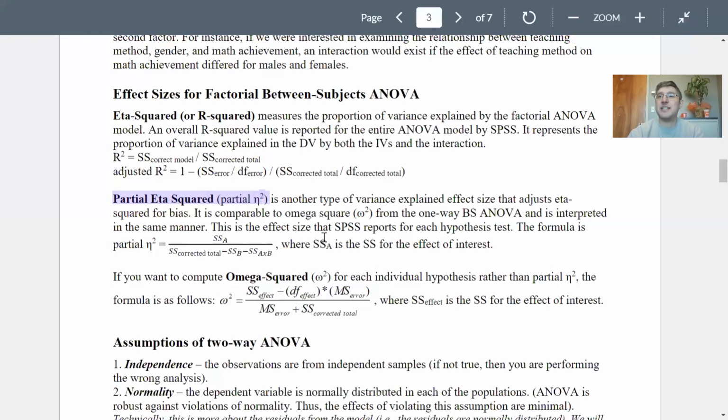Partial eta squared and eta squared both tend to overestimate the proportion of variance explained in the population. And so usually there's an adjustment made. That's what the adjusted R squared does for the overall model, and omega squared does that for each of the individual effects. SPSS doesn't calculate omega squared, so you'd have to calculate it by hand, or you could just report the partial eta squared and note that in your write-up. That's what you're reporting.